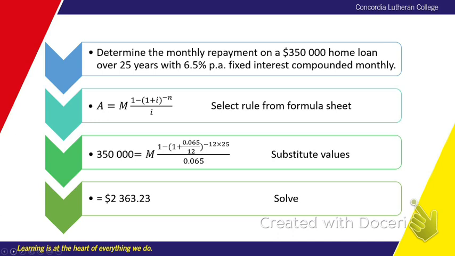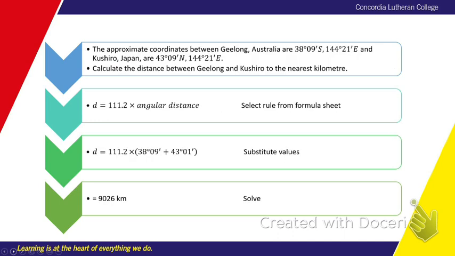The final example I've given is a distance one, where they have to find distances on the Earth's surface. Now, the students get a formula sheet for general maths, so they need to be able to understand the formulas so that they can select the right one for the proper course. Now, hopefully this has given you a little bit of insight into general mathematics.